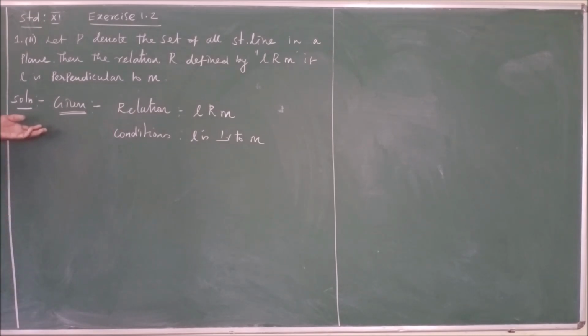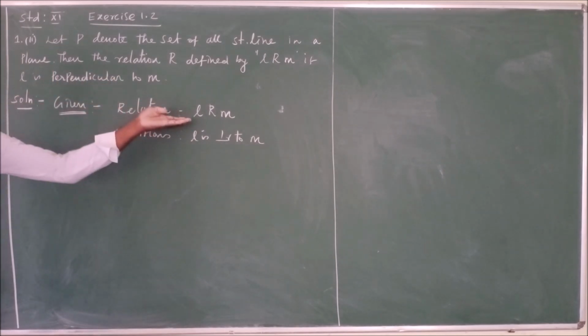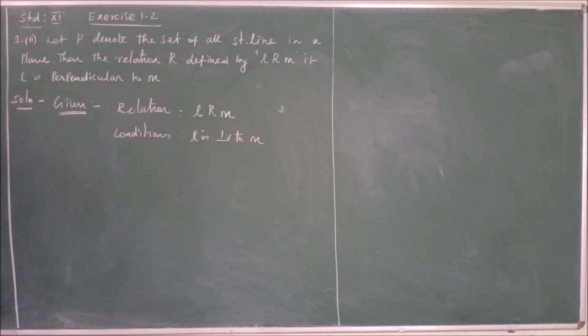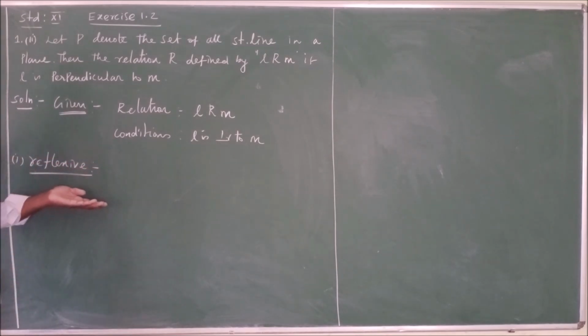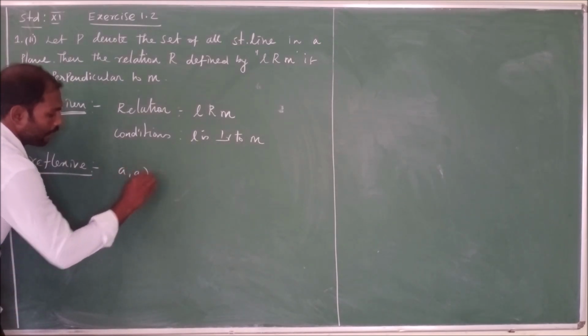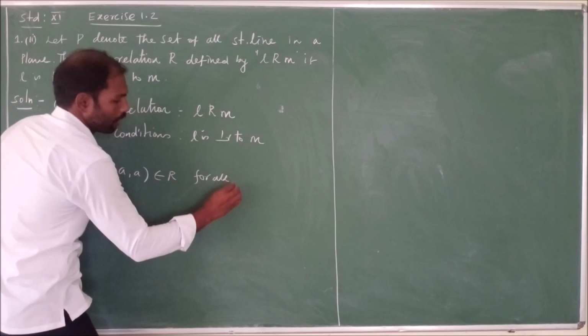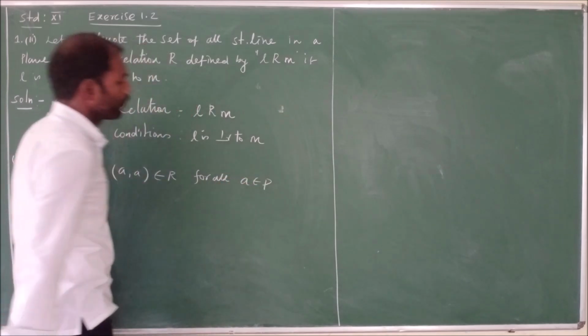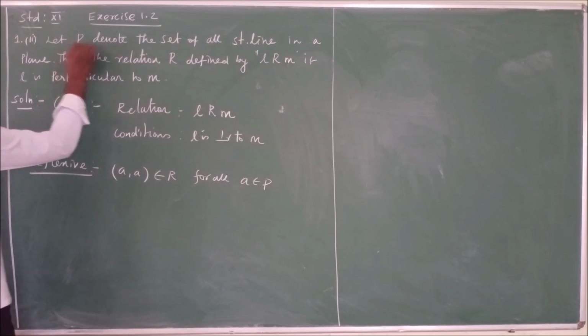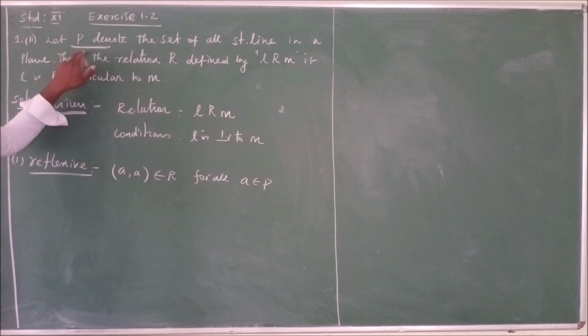First we have to check one by one whether this relation is reflexive, or symmetric, or transitive. First one is reflexive relation. The basic definition for reflexive: (A, A) belongs to R for all A belongs to P, where P is the set of all straight lines in the plane.